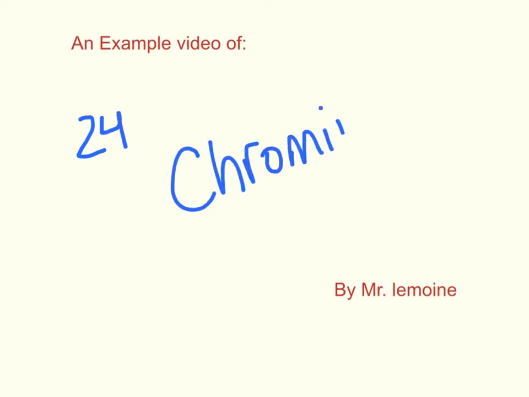So today I want to introduce you to chromium and just show you how to draw the model of chromium, which is an element that I chose off the periodic table. It is actually number 24, right? It's number 24 on the table. It's called chromium, and I'm going to draw a model for you. Here's how to do it.